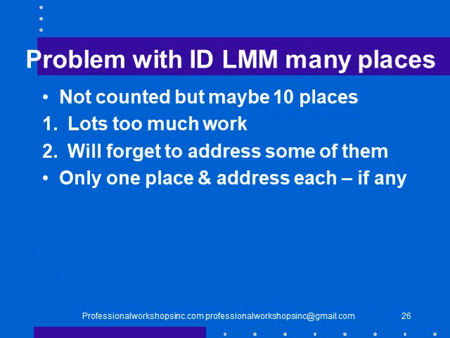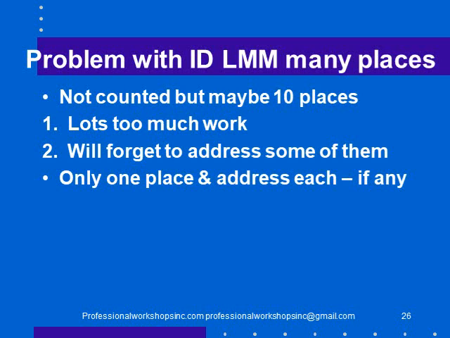Now the problem with identifying likely material misstatement is that it's done in many places. I didn't count, but I think in the end there's probably 10 places where this is done. Now we're duplicating work. We're spending a lot of time writing the same thing over and over again in more than one place, so I only want it in one place. But more significant than that, if we've got this in 10 or 15 places, we'll forget to address one of them. We'll identify something and then forget to address it.